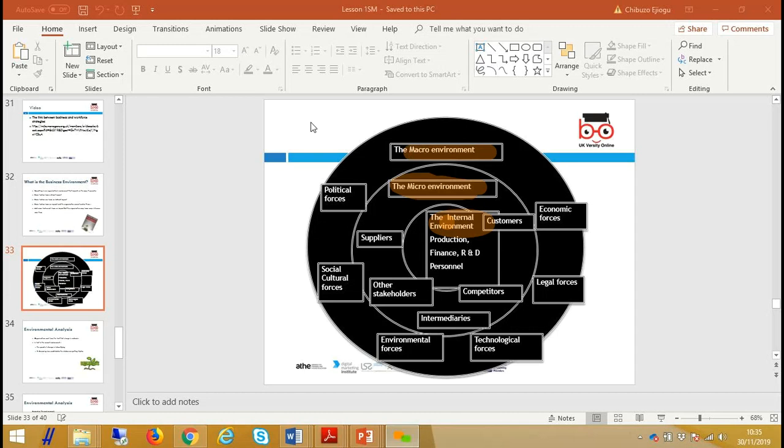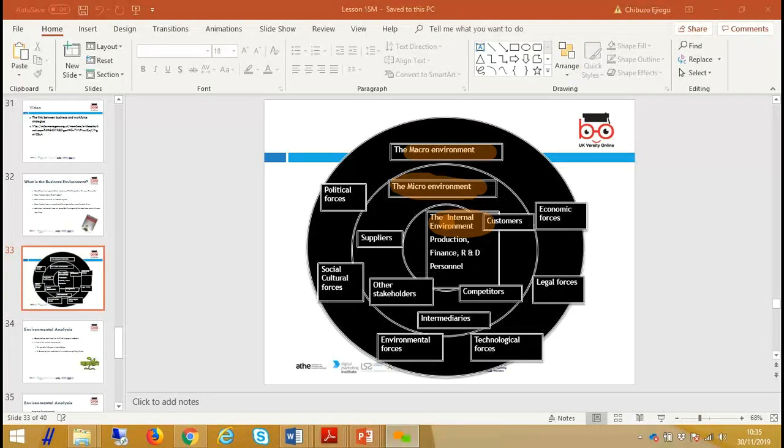right? So these are your economic factors, your legal factors, your technological factors, your social factors, your cultural factors, and so on, things that are shaping the wider business environment. So your external environment is made up of two: the macro environment and the micro or competitive environment, and then you have your internal environment, right?